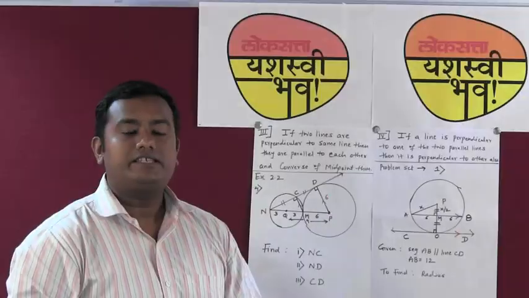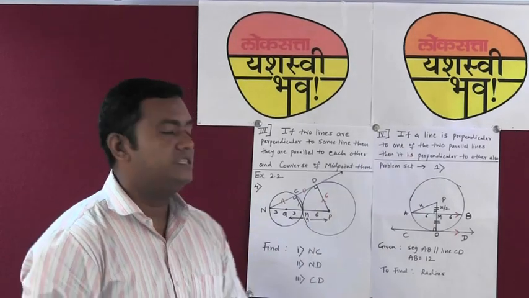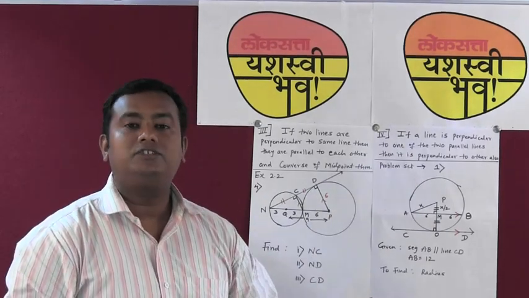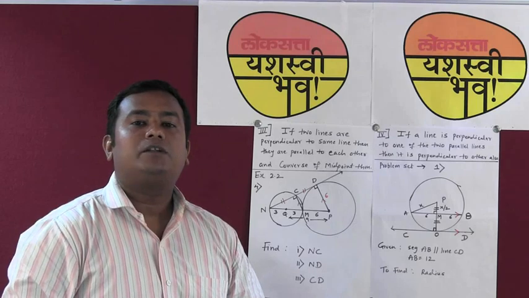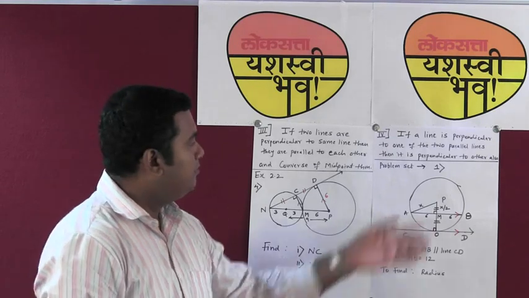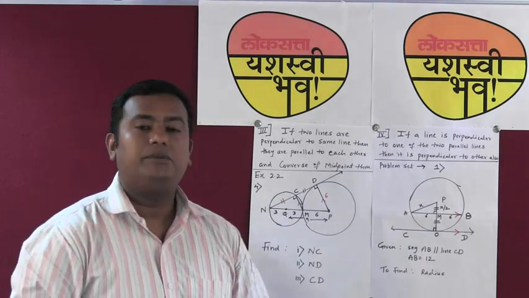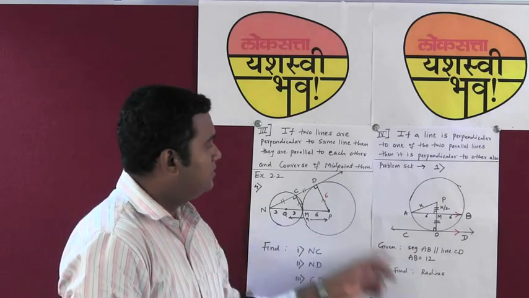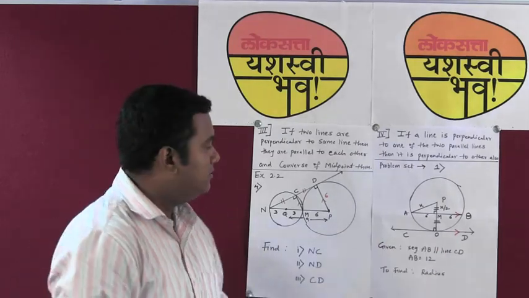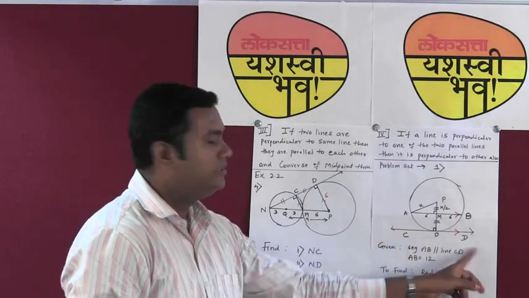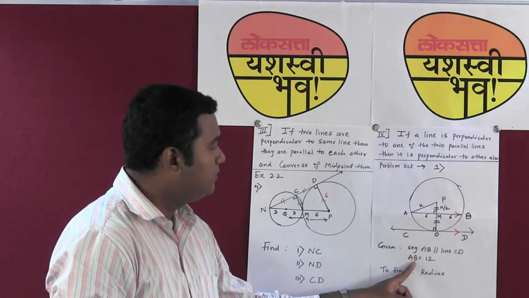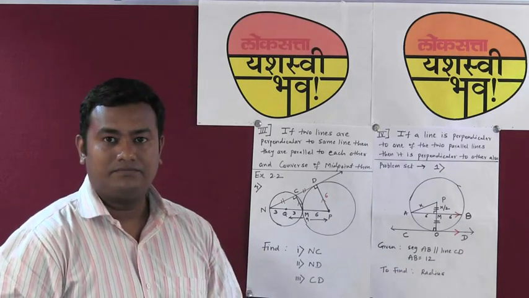Okay, let us take an example of the other theorem, which is: if a line is perpendicular to one of two parallel lines, then it is also perpendicular to the other. The example is problem set, example number 1. In this diagram, what is given? That chord AB is parallel to CD. The value of AB is given. We have to find the radius of the circle.